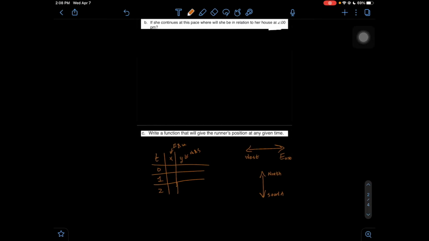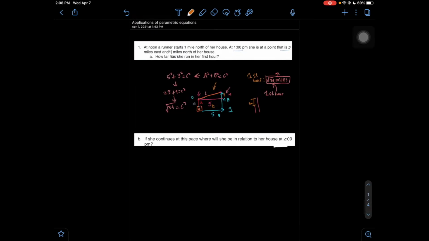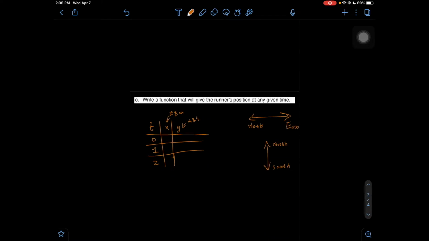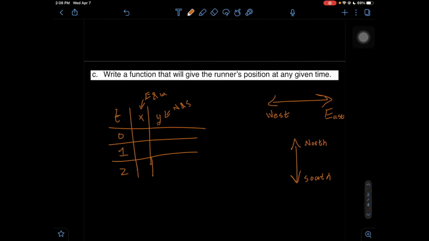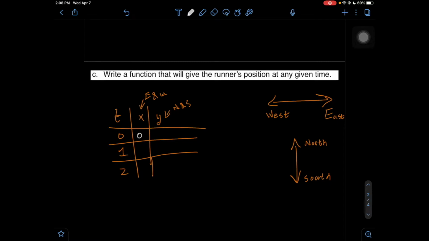Now what we need to do is find those values. We're going to go back to 1a and see where she was at 0. We know from our problem, it states that at 0, or at noon, she was only 1 mile north. It doesn't give us any information if she was east or west, so we're going to assume she was exactly 1 mile north of her house. So our x value is going to be 0 because we have no east or west, but we do know that she's 1 mile north, so y is 1.